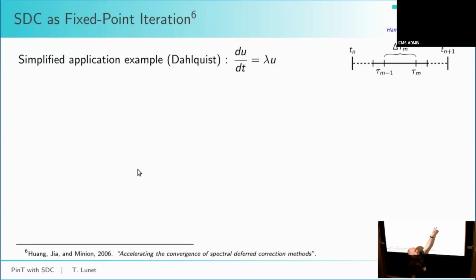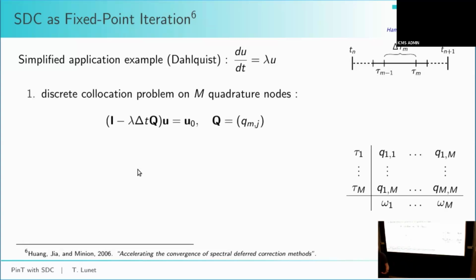I have my starting point, my initial time of the interval, the last time, and the nodes in between with some spacing that can vary. And I write the discrete collocation problem, which is what some people already presented with this Q matrix. After writing this into integral form, so u is equal to u0 plus the integral of lambda u, you can write that for all the nodes, and for all the node solutions you have specific coefficients linked to this integral that you would compute in the Q matrix.